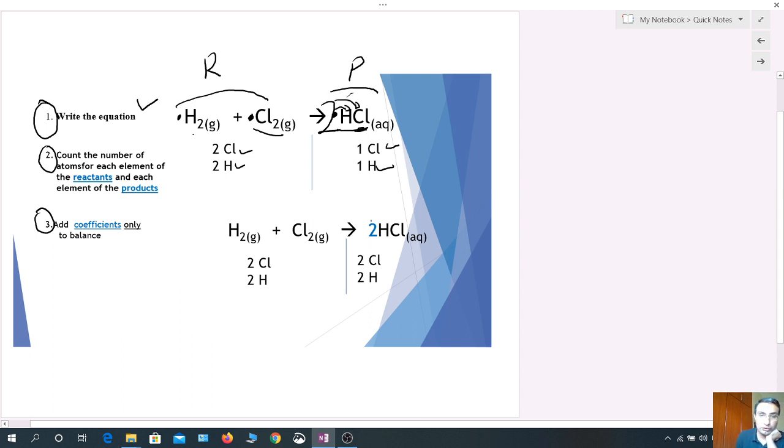When I put 2, let's write the equation once again and recount. Now I have 2 chlorine and 2 hydrogen, and I have 2 chlorine and 2 hydrogen. The number of chlorines are equal, the number of hydrogens are equal.